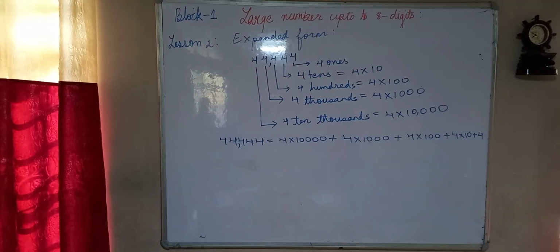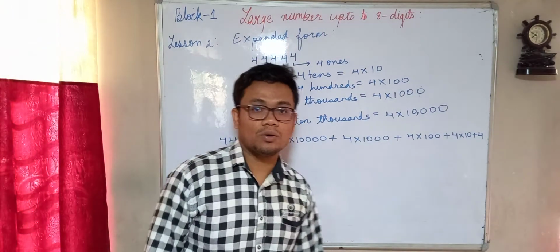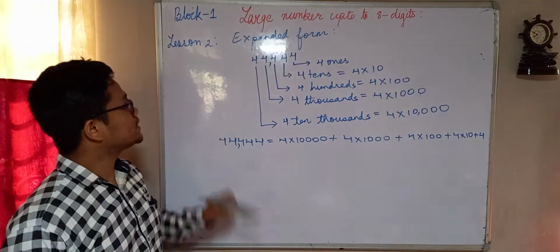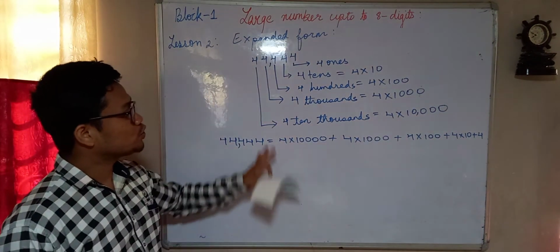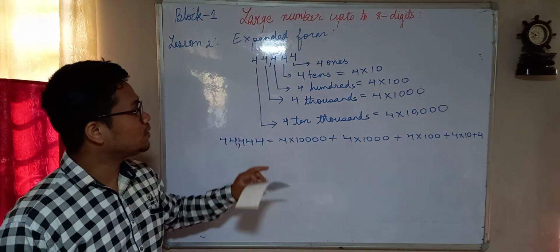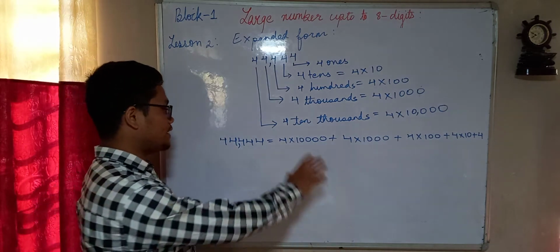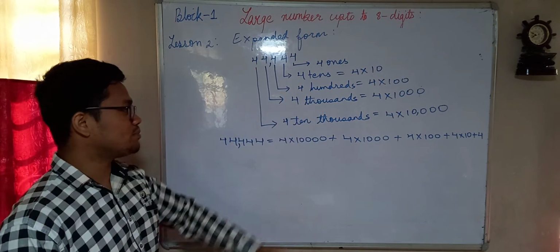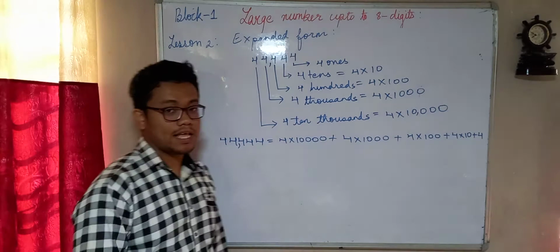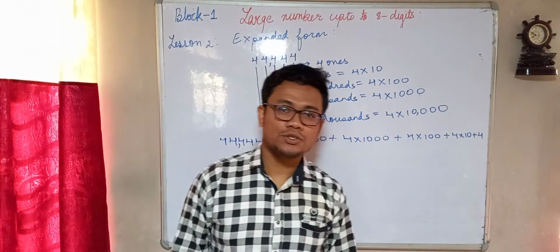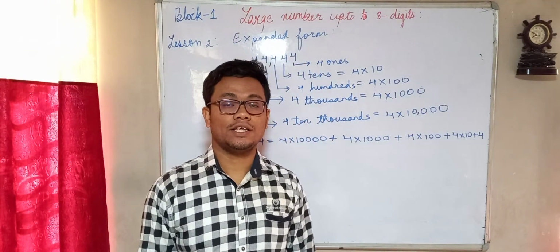Okay, now children, we are going to discuss lesson 2, which is expanded form. If you can see, I have given an example. I have written 4 4 4 4 4, and I have written something over here. We will discuss this soon.